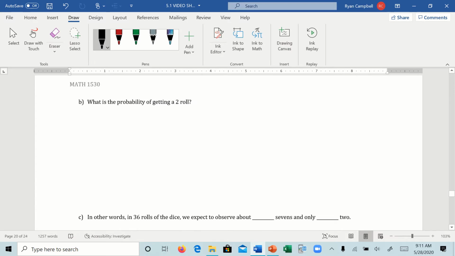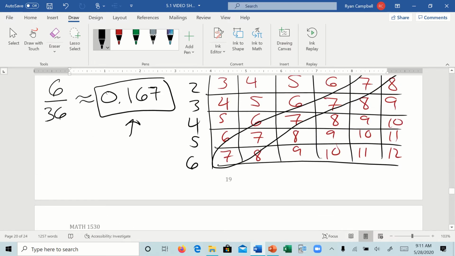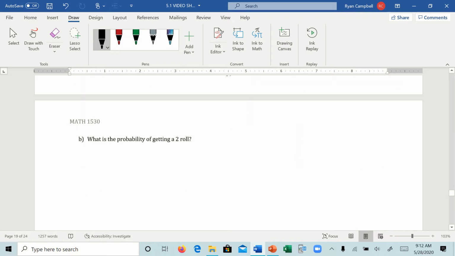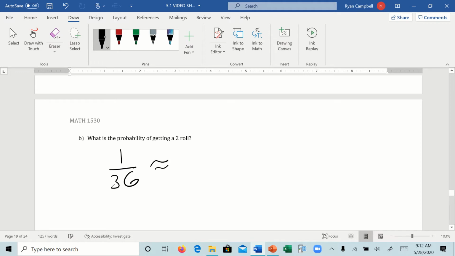What's the probability of getting a 2 on a roll? We've already seen it's out of 36. So how many ways can you get 2? Well, it's just this one way. So this is 1 out of the 36 possibilities, which is about 0.028.